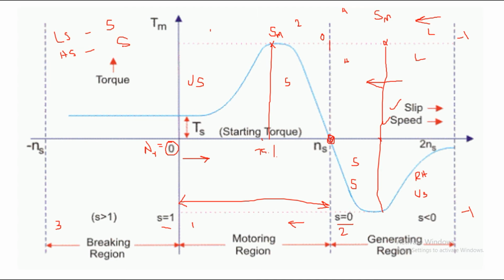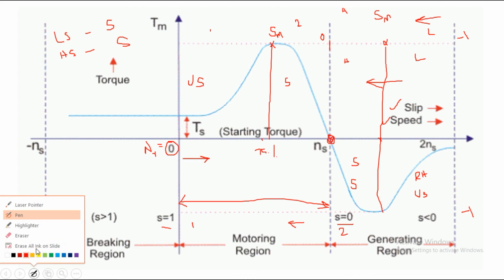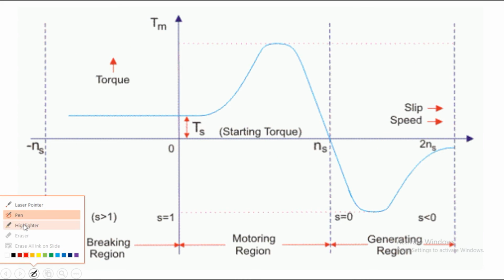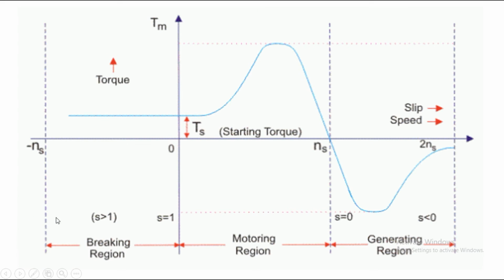So now we'll move on to our third region of operation, that is the braking region. For that we are going to use two types of braking. One is mechanical braking and another one is electrical braking.